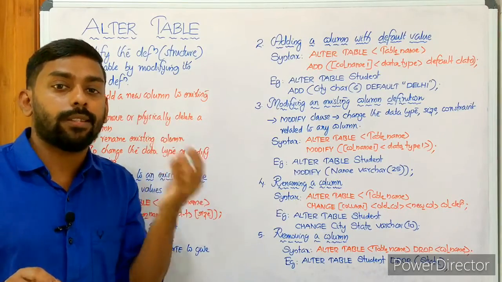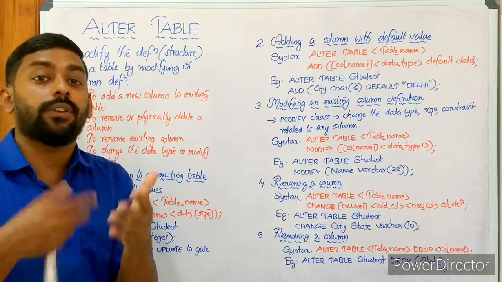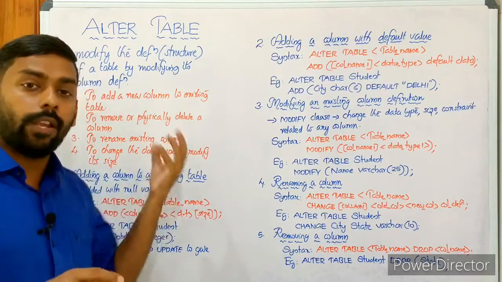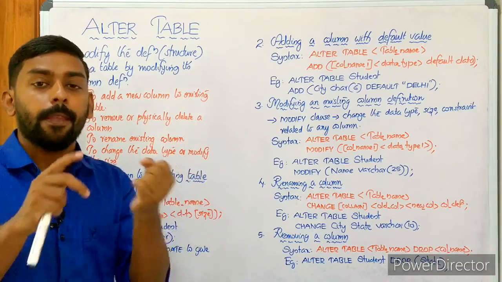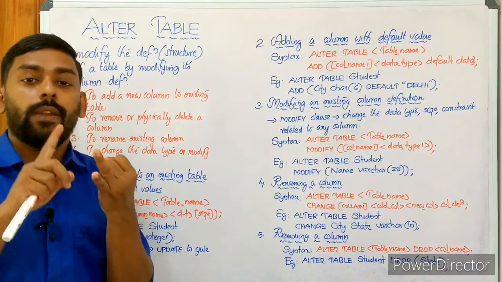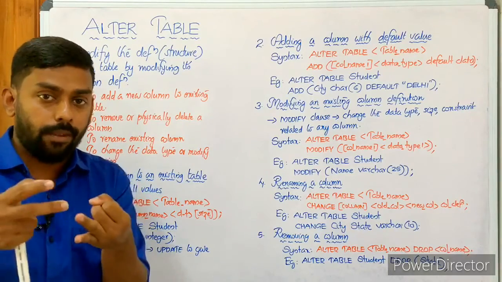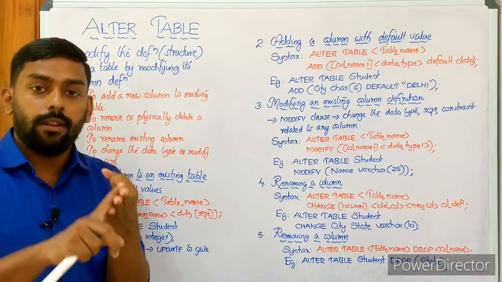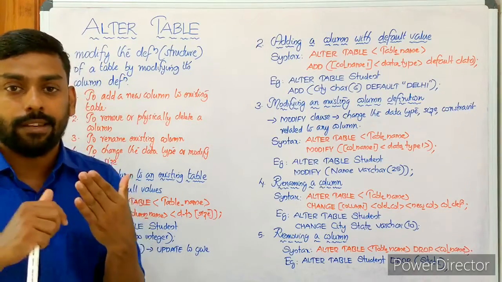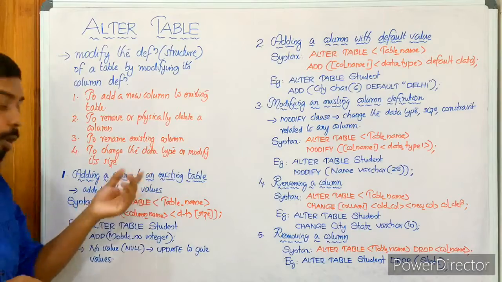The alter table command is used to modify the structure or definition of a table, by modifying the column's definition. We can perform four basic operations: add a new column to an existing table, drop an existing column from a table, rename it, and modify the data type, size and constraints.